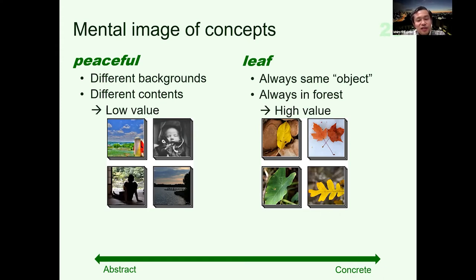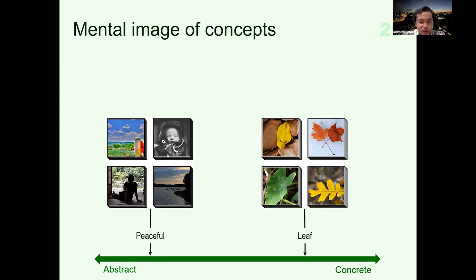So we want to somehow quantify this. So for peaceful, we want a low value. For leaf, we want a high value. So those will come here on the bar. And then if you say something that's even more abstract than peaceful, and then morning, probably somewhere in the middle, breakfast a bit closer to the concrete side. And then hammer, usually they always look the same. So we want to do this kind of quantification.